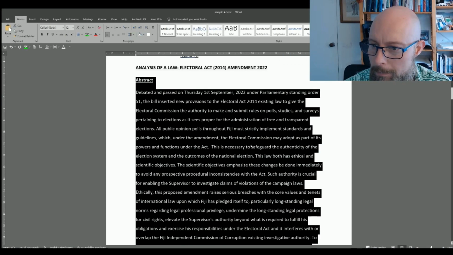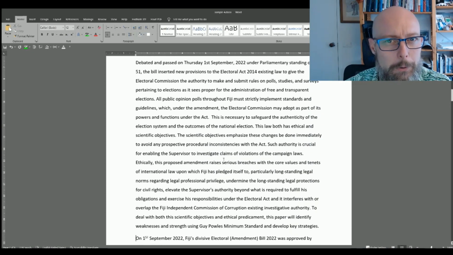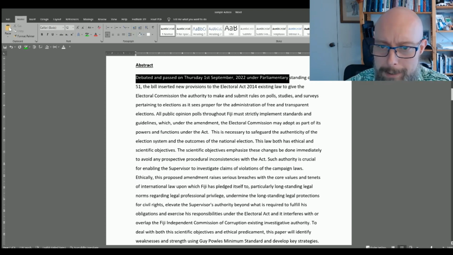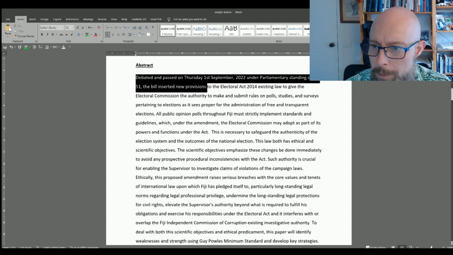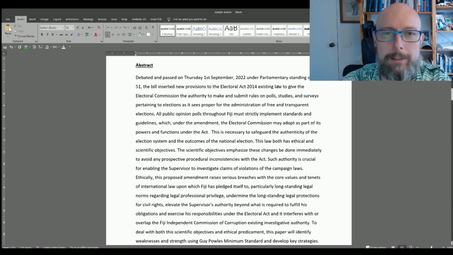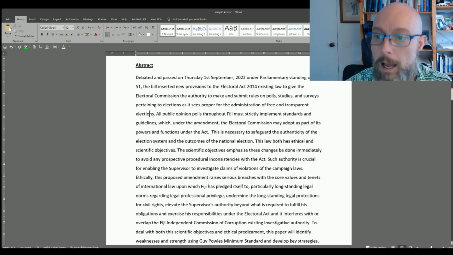But this is maybe the introduction. Yeah, not a good start. Okay, so debated and passed on a date under a standing order. The bill, what bill? Inserted provisions to the Electoral Act. That's not how you cite that. Existing law. What? The Electoral Act 2014 is an existing law. You don't need to say this. This is redundant. To give the Commission the authority to make and submit rules pertaining to this, to this, to this, to this.